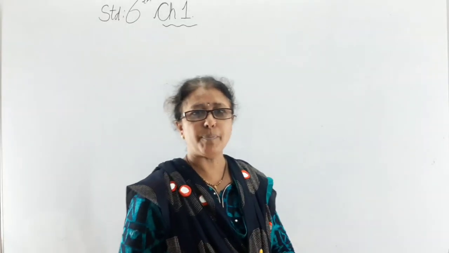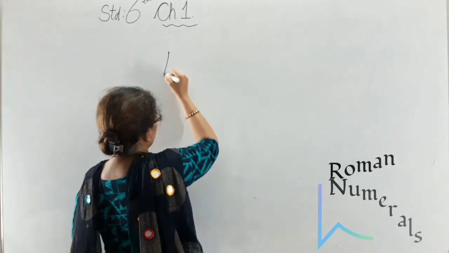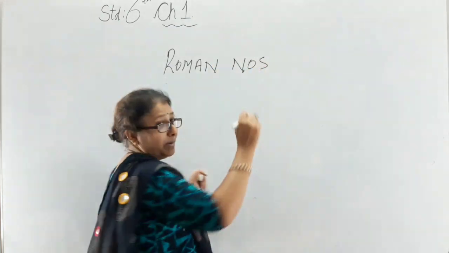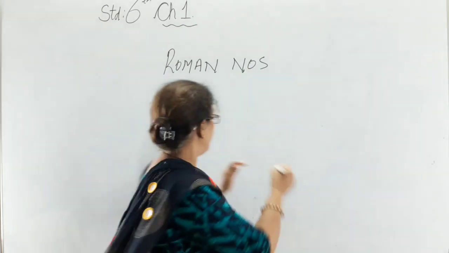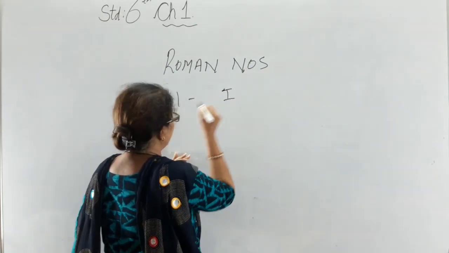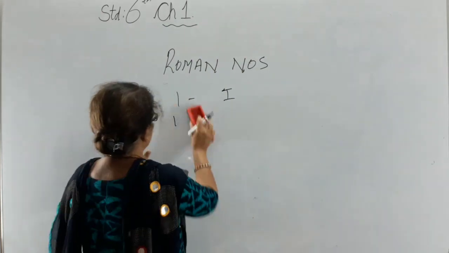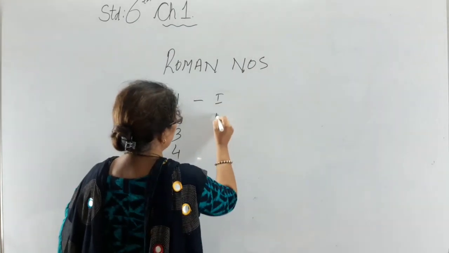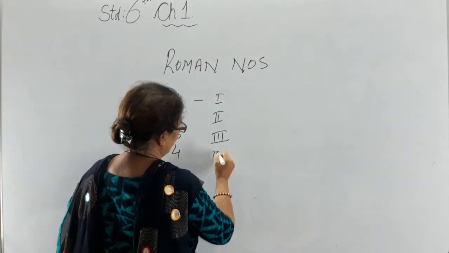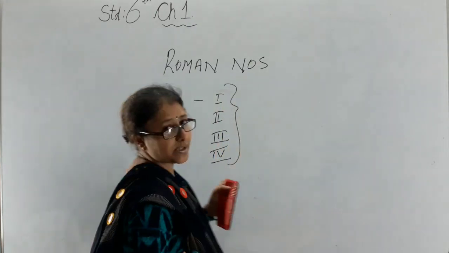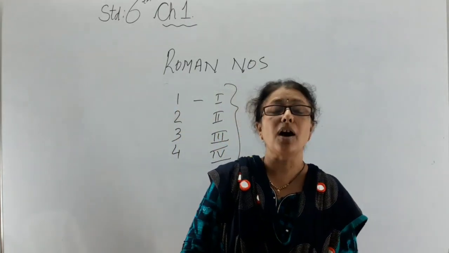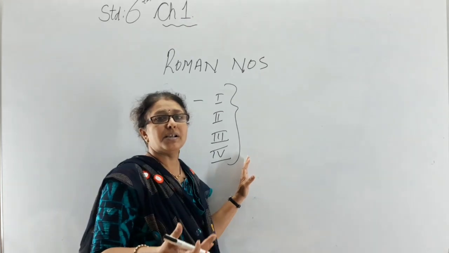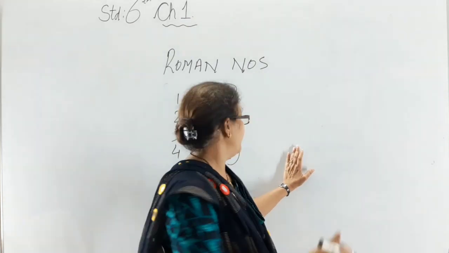Now going for the last topic of this chapter, that is Roman numbers. Students, you must be knowing what Roman numbers are. When the numbers are replaced with the Roman signs, for example, 1, 2, 3, 4 are replaced by I, II, III, IV. This sign which I am writing is called Roman numbers. You all must be acquainted with the signs from 1 to 10.